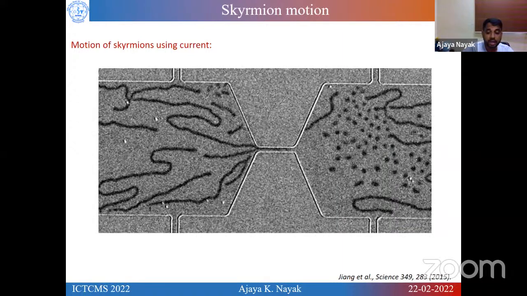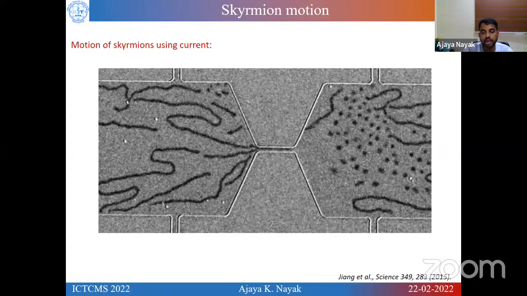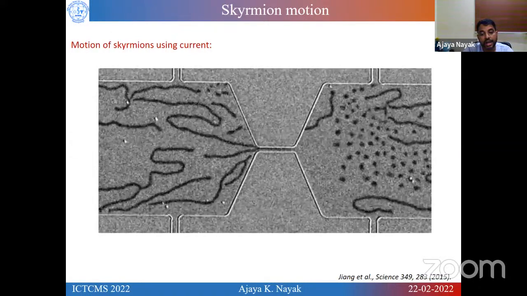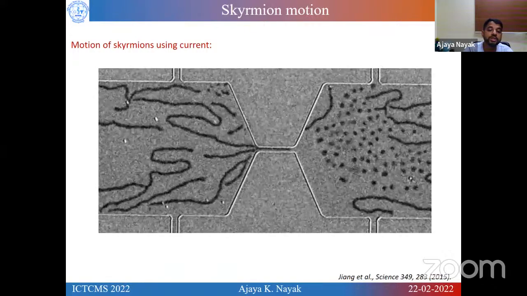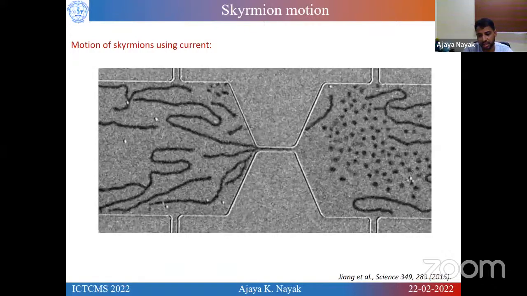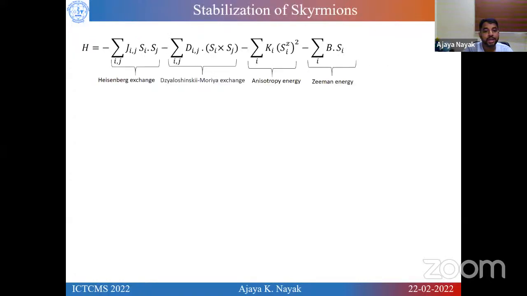And people have already shown that skyrmions can be generated and moved using spin current. Here you can see we pass this current, generate a skyrmion, and move it. This image is taken using MOKE. So what are the ingredients to achieve skyrmions? First of all, it should be a magnetic material. Then we have the Heisenberg exchange, and anisotropy energy, Zeeman energy, all are there.